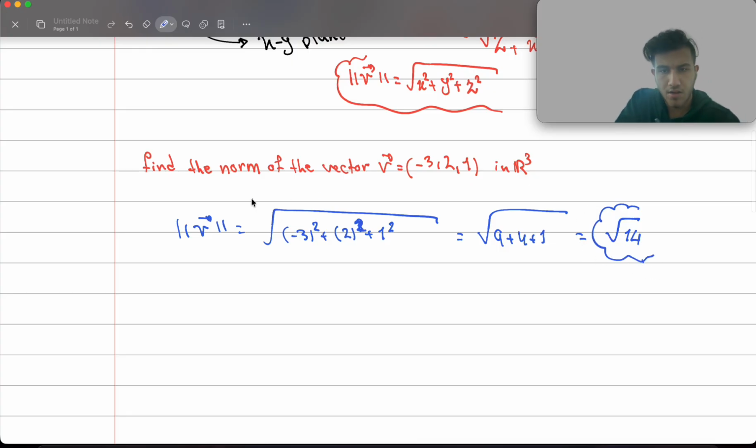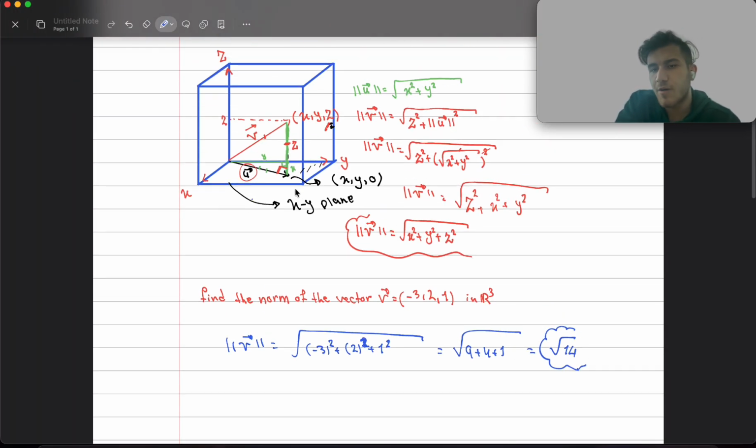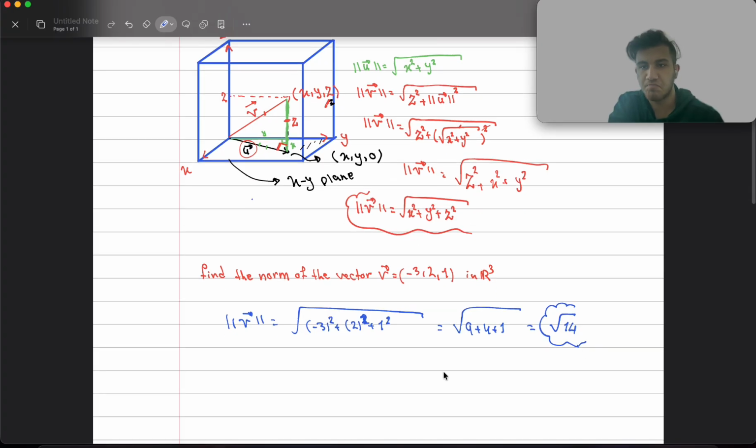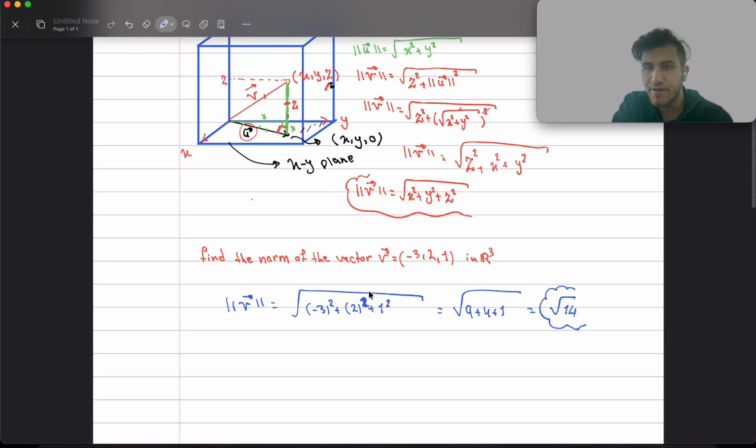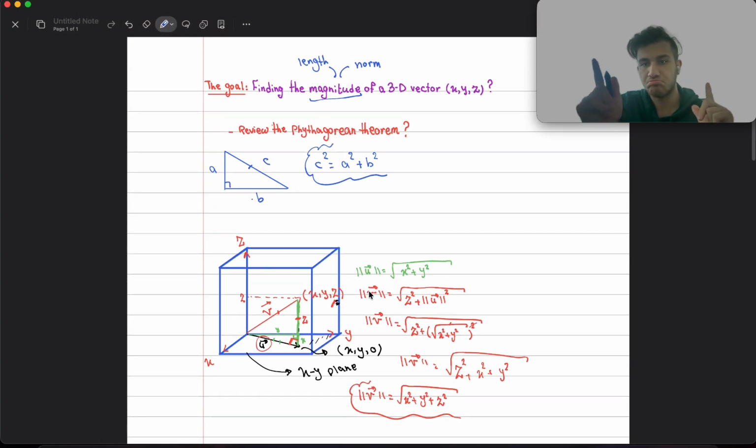Here you go. And now we can just use the same idea here and apply it to R4, R5, and higher dimensions. So this is pretty much about this one, and yeah, it was really straightforward.